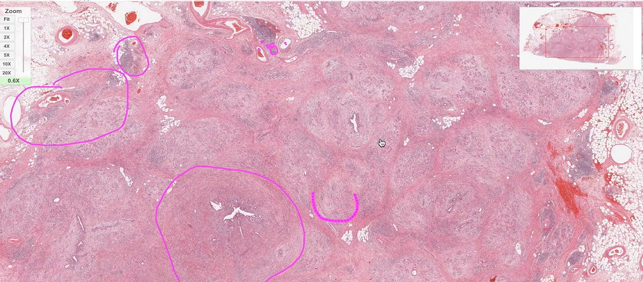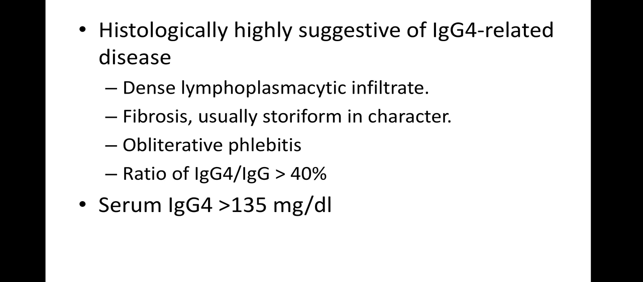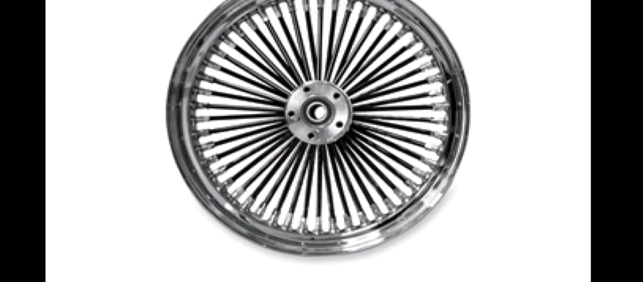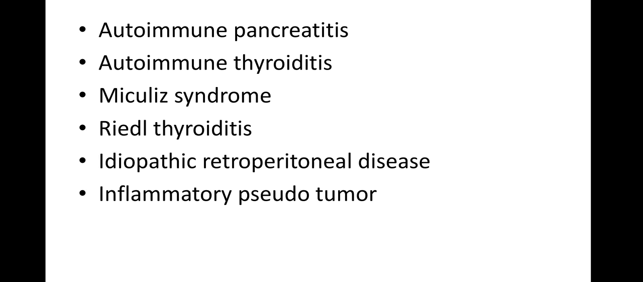So when I have this particular type of fibrosis with the above set of features, I'm going to say it is an IgG4 related disorder. So why is it essential for me? There are many types of disorders which have been reclassified into IgG4. I'll list out a few. There is a whole long list.